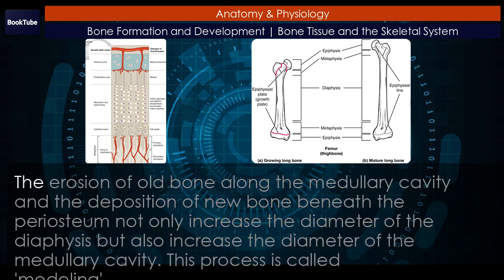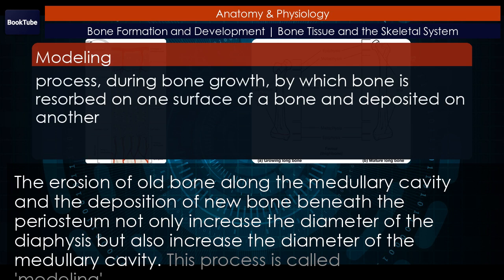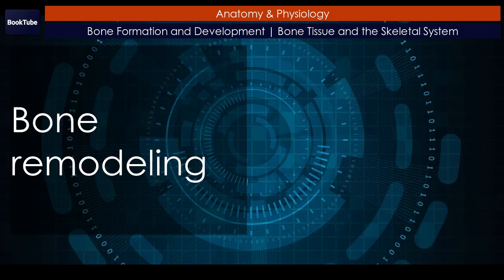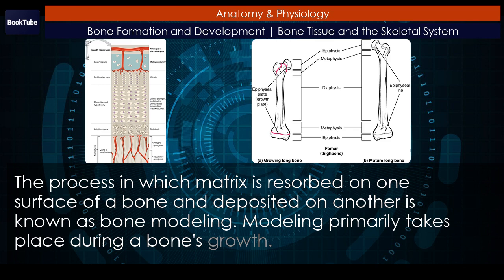periosteum. The erosion of old bone along the medullary cavity and the deposition of new bone beneath the periosteum not only increase the diameter of the diaphysis but also increase the diameter of the medullary cavity. This process is called modeling. Bone remodeling. The process in which matrix is resorbed on one surface of a bone and deposited on another is known as bone modeling. Modeling primarily takes place during a bone's growth.